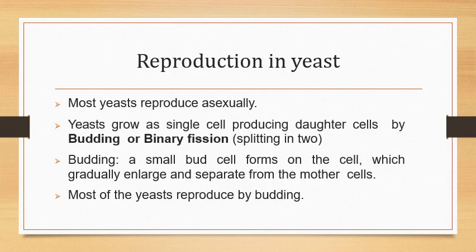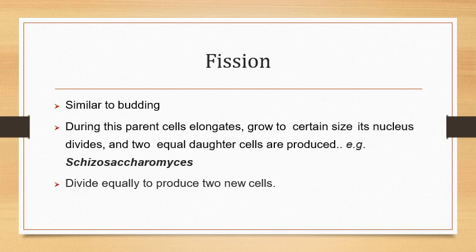Reproduction in yeast is by a method known as binary fission or budding. In budding, what will happen? A small bud from an already existing cell, known as the mother cell, will develop, and that bud will gradually enlarge and separate from the mother cell. Most of the yeasts reproduce by the method of budding only.